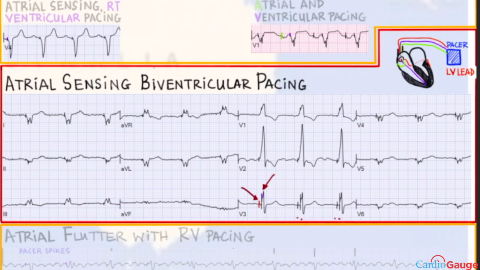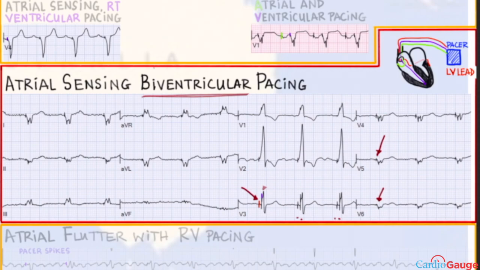You won't always see two pacemaker spikes. For example, V5 and V6 only show one pacemaker spike. So that's not required to diagnose biventricular pacing. It's more typically what the V1 lead looks like and the clinical scenario.